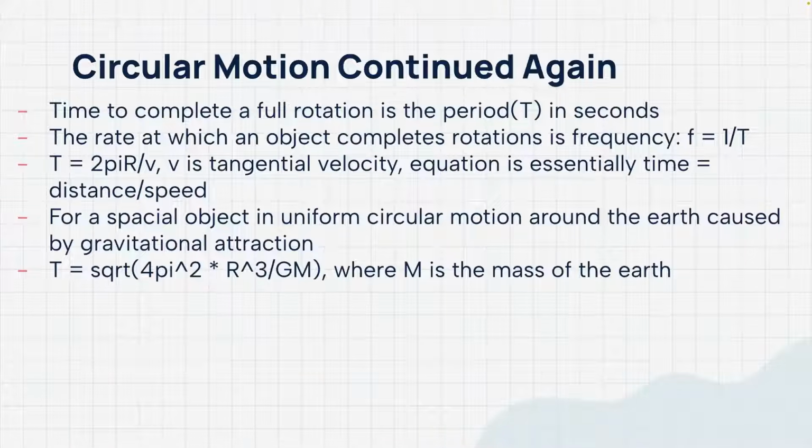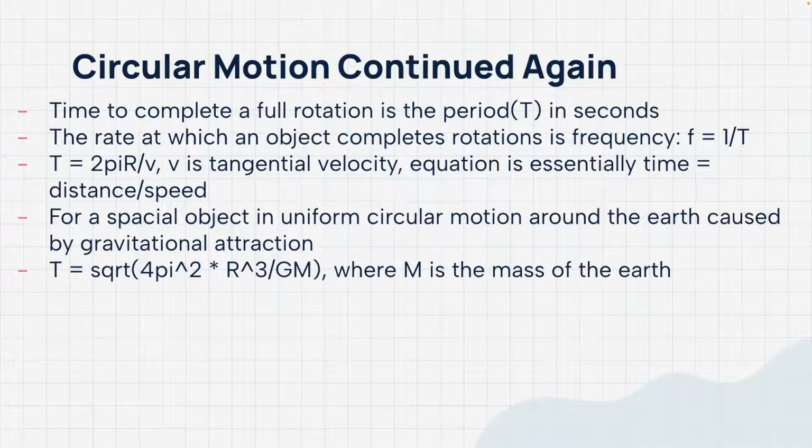Circular motion continued again. The time to complete a full rotation is known as the period. It's measured in seconds. The time to complete a full rotation around the circle and get back to the starting point. The rate at which an object completes rotations is known as frequency, and frequency is 1 over the period. That also means period is 1 over the frequency.